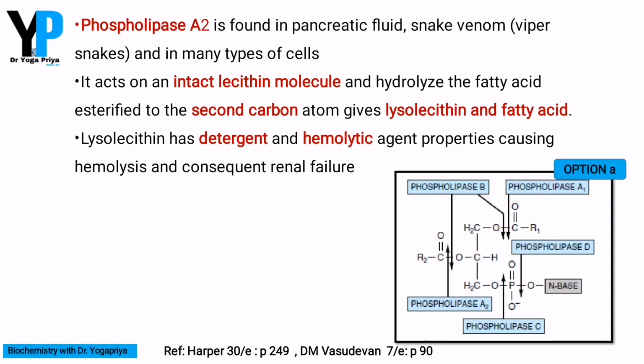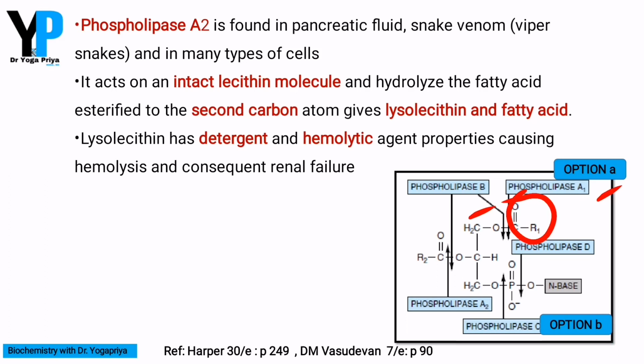Option A is phospholipase A1. This is mainly distributed in the mammalian tissue, and here you can see the site of action of phospholipase A1. This mainly cleaves the fatty acid that is attached to the first carbon of the given phosphoglyceride.